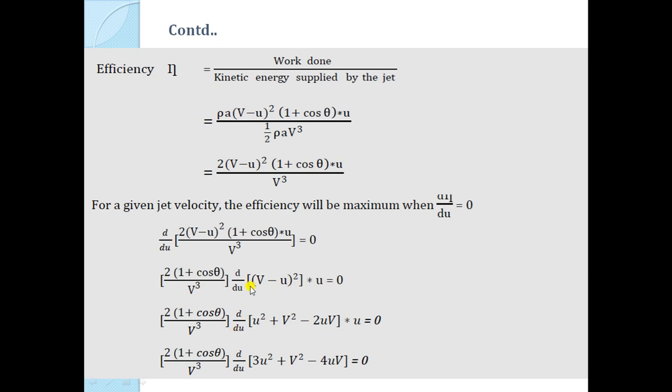If we simplify (v minus u) the whole square into u, it will be (u square plus v square minus 2uv) into u. So, if I am simplifying it, u into u square is u cube. If we differentiate it, it is 3 u square, then d by du of u into v square is v square, and differentiation of 2 u square v is 4 uv.